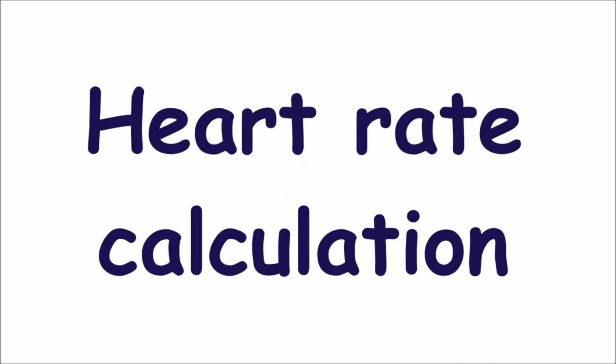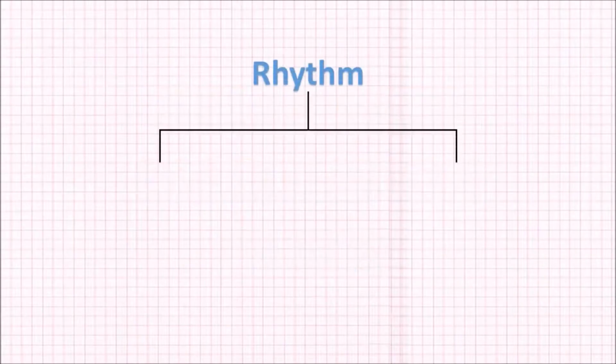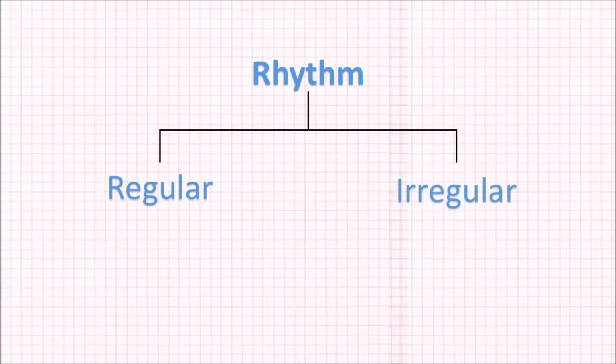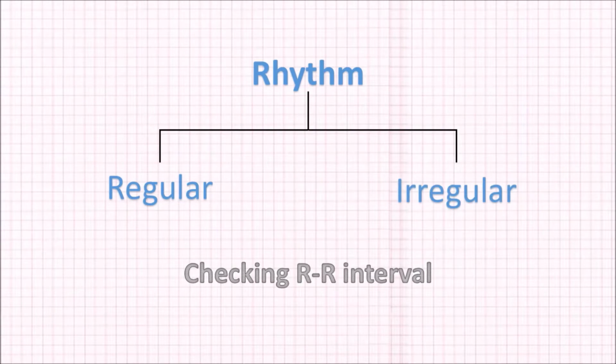In this video, we will speak about heart rate calculation by ECG. For calculating heart rate, the first step is to check whether the rhythm is regular or irregular. This can be known by checking the RR interval. If it is regular with each beat, then the rhythm is said to be regular.